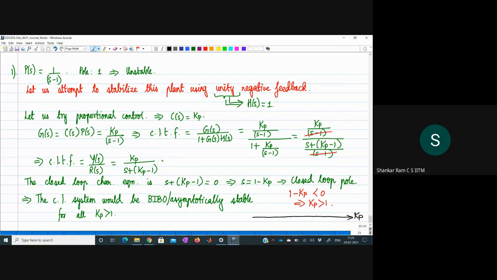this is the controller parameter space, in this case. This is our origin, and let's say this is 1. For all values of Kp greater than 1, which is this side, okay? So this is Kp greater than 1. The closed loop system is asymptotically stable, or BIBO stable. All right. So I hope this is clear.